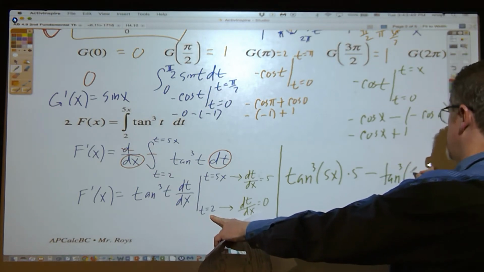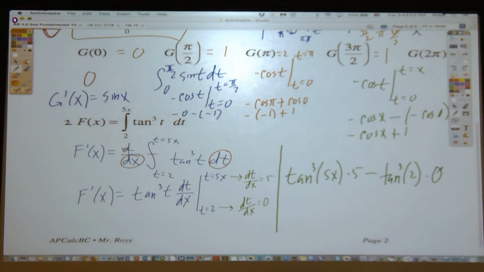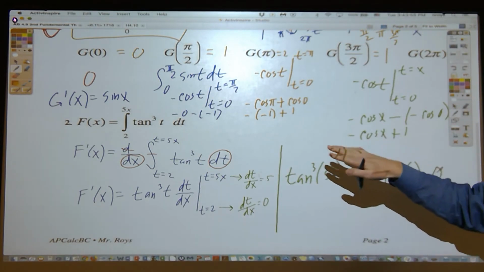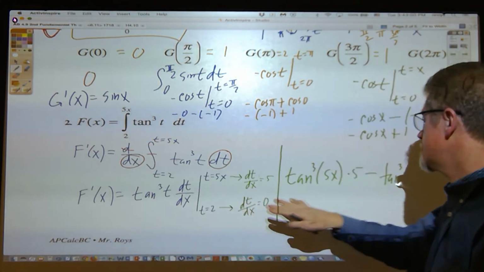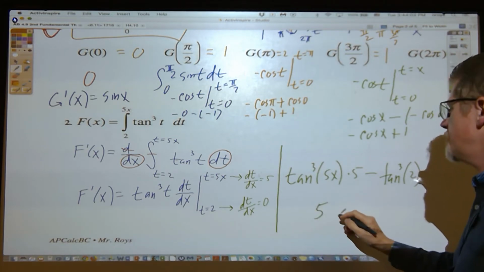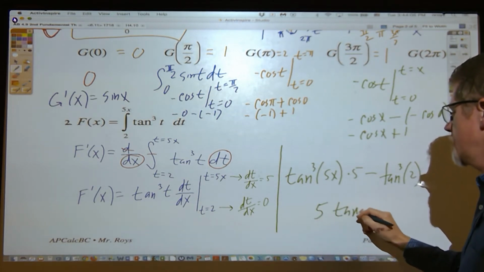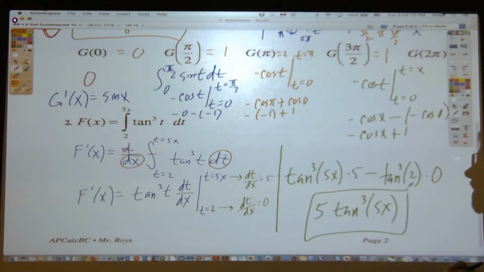Tangent cubed of 2 times 0. Now, there's going to be some problems where this isn't 2x, but maybe it's 2 sine x or something. So this is not always going to be a 0 here. But in this case, the problem simplifies to 5 tangent cubed of 5x. So that is the derivative of capital F.